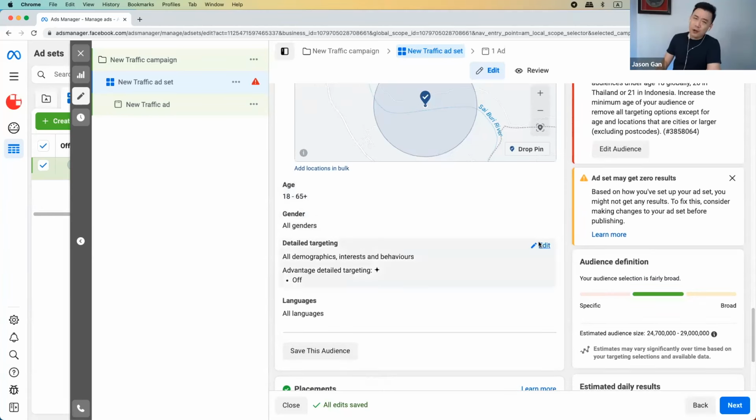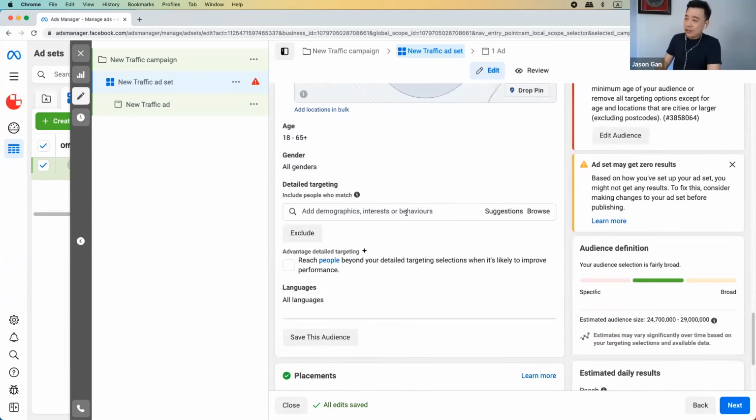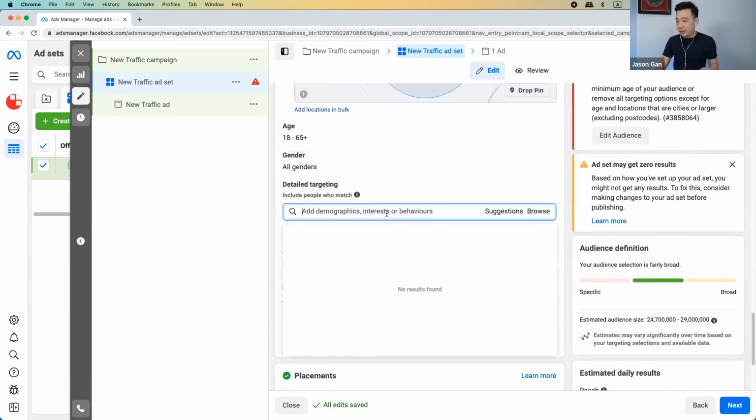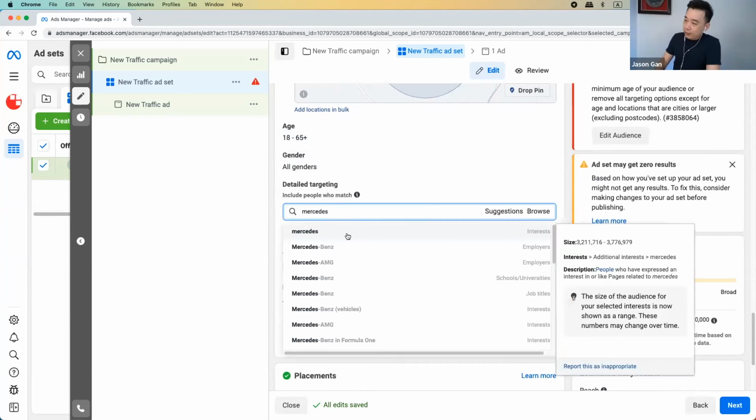What is confusing a lot of people here is the detailed targeting. When it comes to detailed targeting, going into whatever it is, let's say we go for Mercedes. If you go to Mercedes, I want you to pay attention when you're selecting anything. Take a look at the box on the right over here, what it says: people who have expressed an interest in or like pages related to Mercedes. Now, the keyword here is "expressed an interest in." That includes watching a video, visiting a website, liking a page, of course.